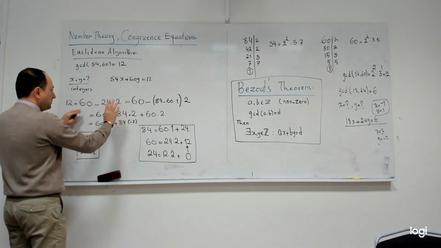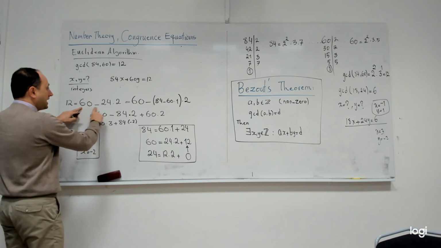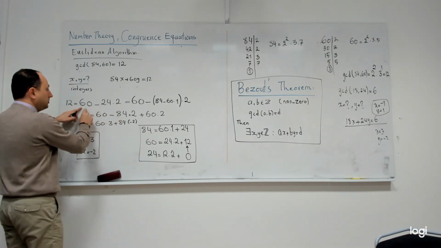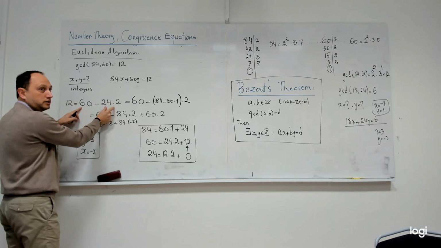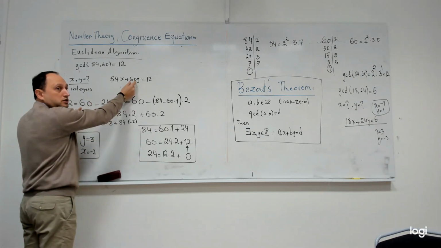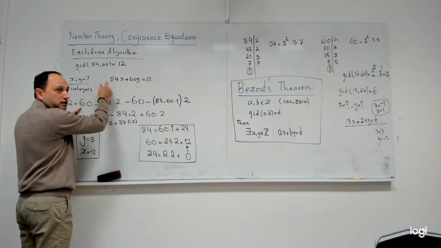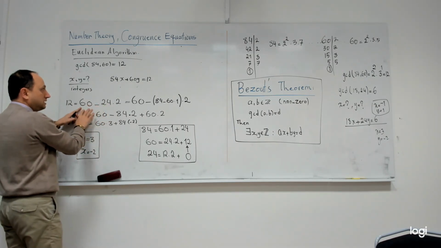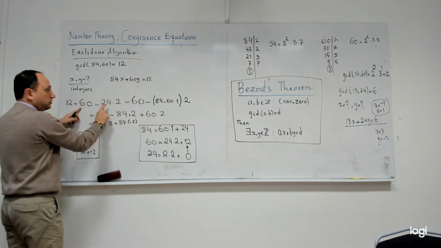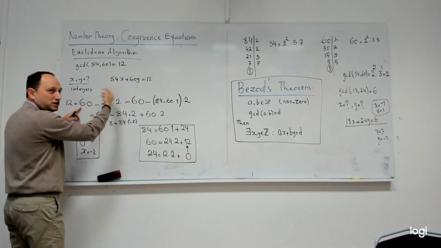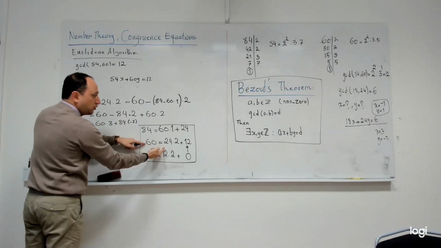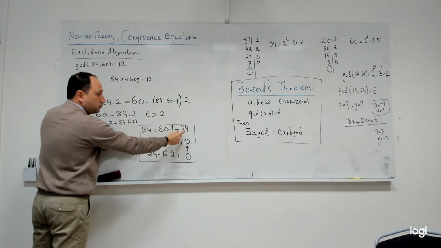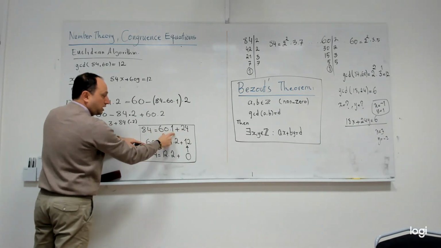Yes, no, but let me just go step by step. So now if I ask you what the combination is, this is a combination of 60 and 24. But what I need is a combination of 60 and 84. Yes? So this means that I will not touch 60 because I need it, but I do not need 24. I need to get rid of 24. So this is going to the previous step. And 24 is this number minus that number.